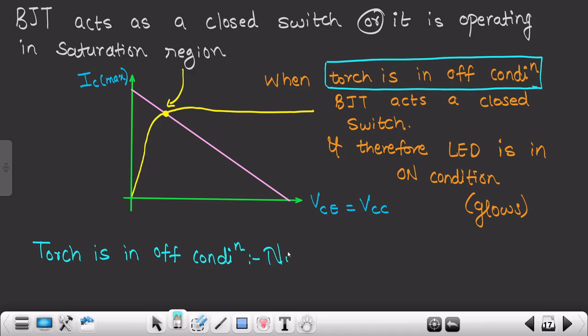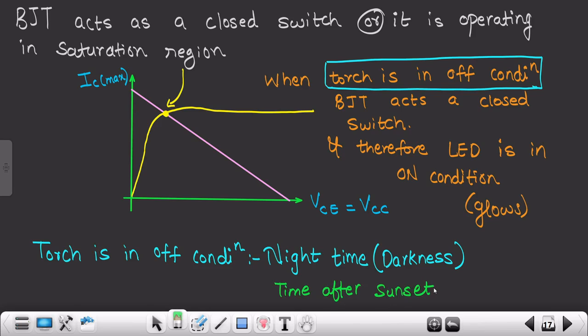During night time, or basically darkness, we are talking about night time or darkness, or time after sunset. So after sunset, we are talking about sunsetting time, or basically after 7 p.m. I'll write over it: time after sunset, right? So at night time, the LED is in the on condition. That means your street light would be in on condition.